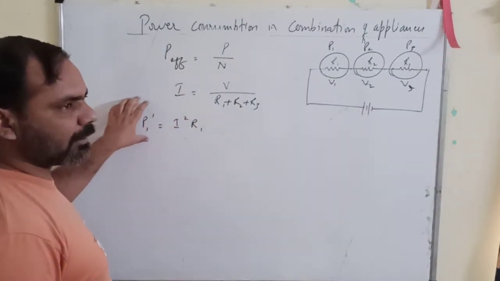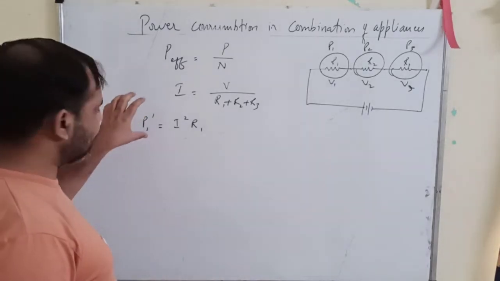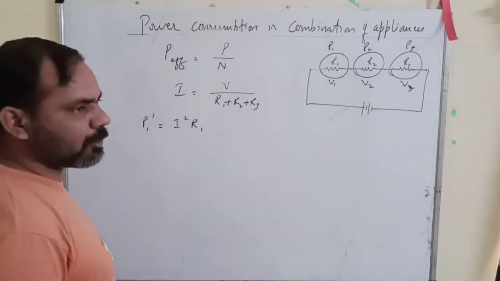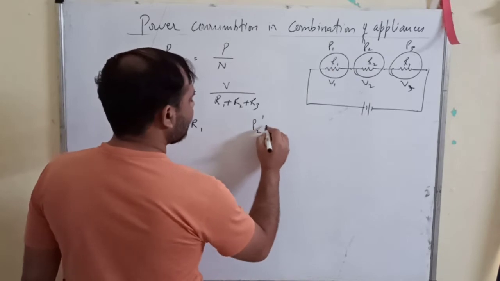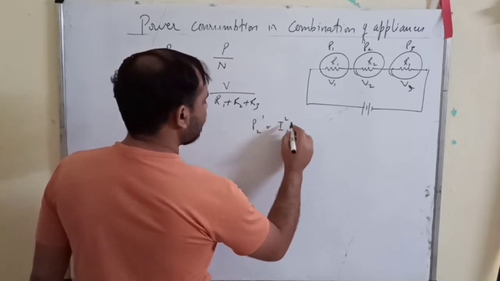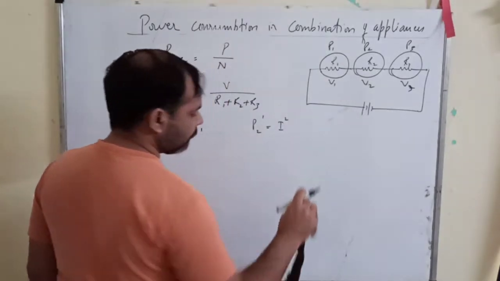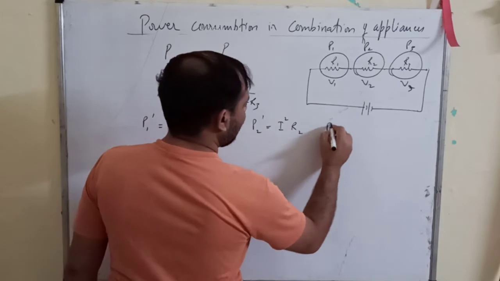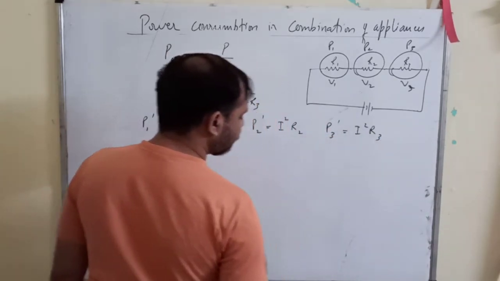What will be the brightness? The power of brightness, how bright the bulb will be, is given by I square R1. Similarly, the second bulb's brightness equals I square R2, and the third bulb's will be I square R3.